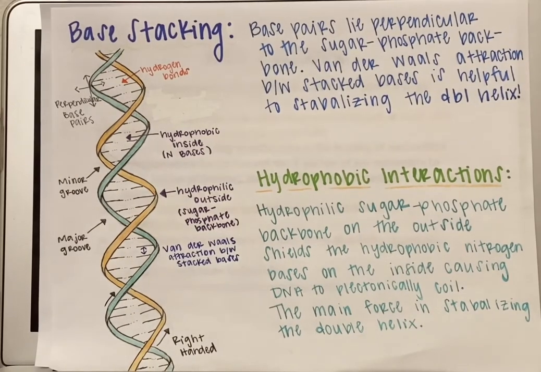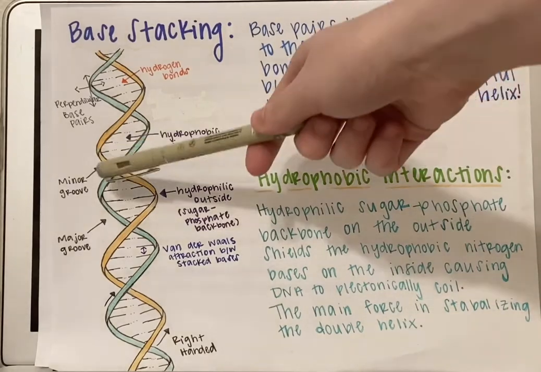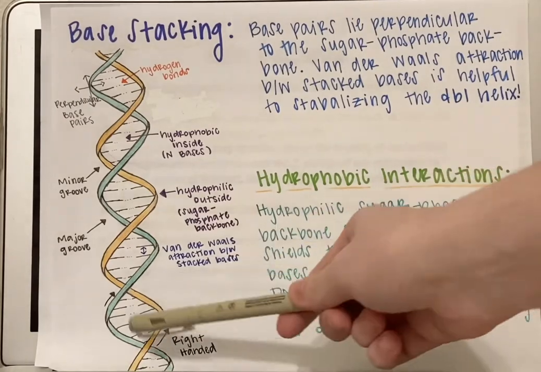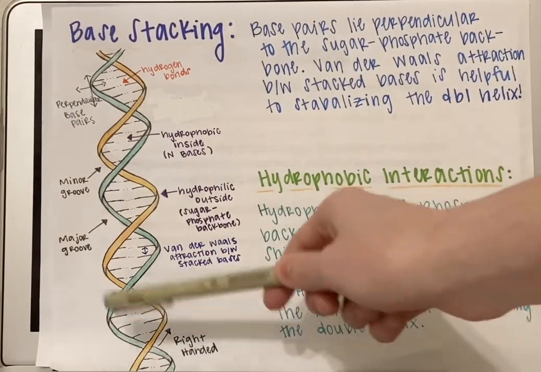There's also some other key details of the double helix. We have our smaller minor grooves and our larger major grooves. There's also handedness. The normal form of DNA is exclusively right-handed. As you can see here, the DNA is moving upwards to the right.